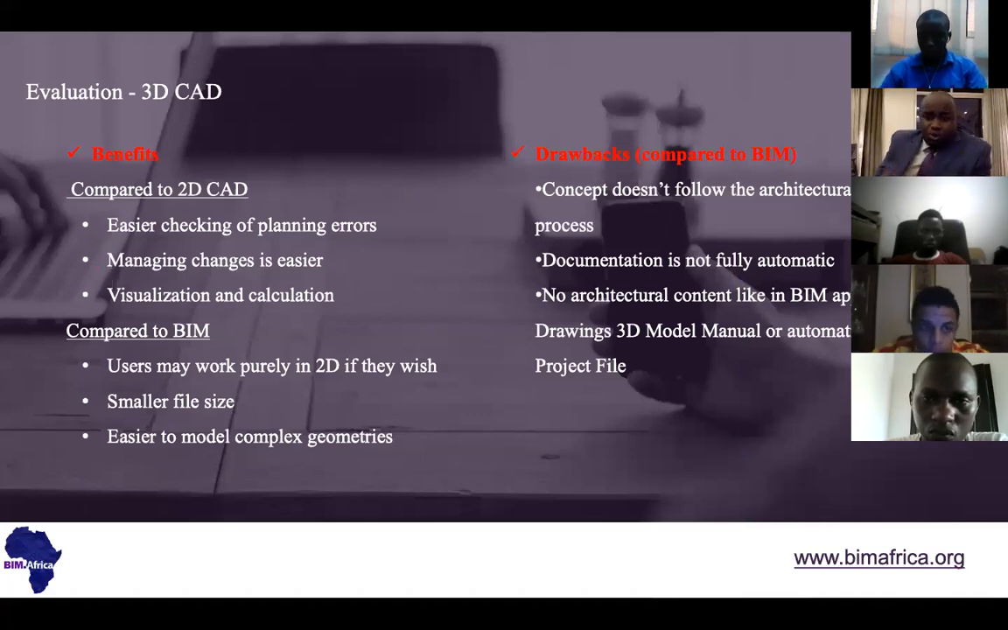Documentation is not fully automatic like in the case of 2D. It's just that there is more dimension on top of 2D. But when you compare it to BIM, users may work purely in 2D if they wish, with smaller files, because that allows them to use the traditional method instead of the BIM approach.